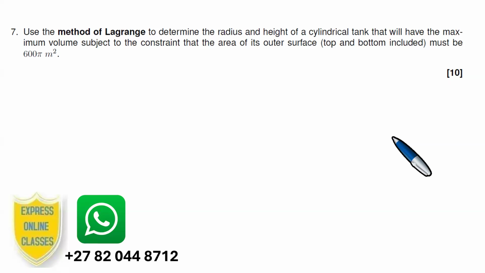This is something very, very important. So now you realize that you have absolutely no leaks. But this area of its surface, the top and bottom included, must be 600 pi square meters.